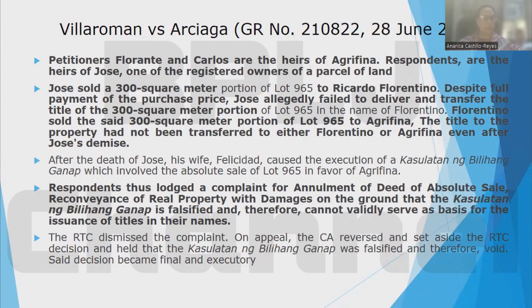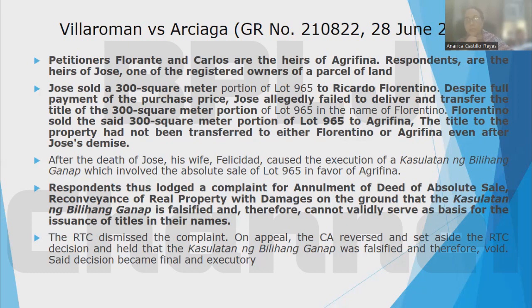We now move to the case of Villaroman versus Alasiaga to illustrate what is meant by splitting a single cause of action. So in this case, petitioners Florante and Carlos are the heirs of Agripina. Respondents are the heirs of Jose, one of the registered owners of a parcel of land. Jose, during his lifetime, sold a land to Florentino. Despite full payment of the purchase price, Jose failed to deliver and transfer the title of the land to Florentino. And then Florentino later on sold it to Agripina.